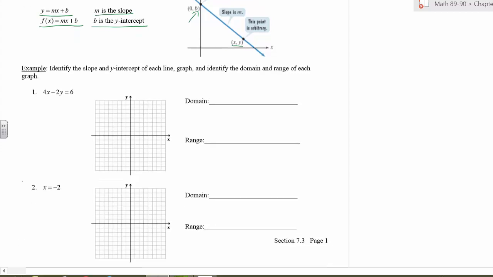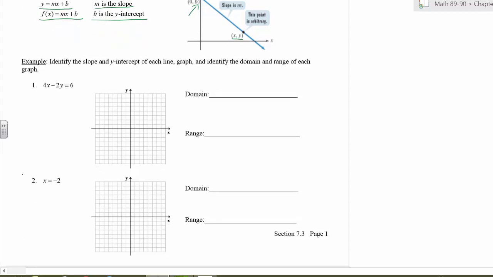So for the homework, we're going to see a couple of examples. We're going to identify the slope and y-intercept of each line graph, and then the additional piece to this is to identify the domain and range of each graph.